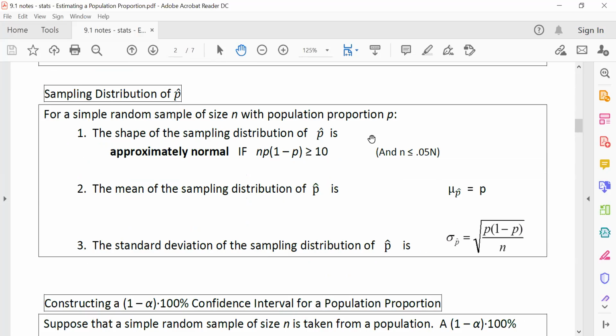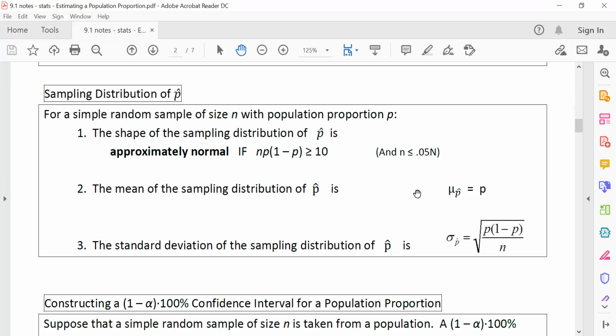So we have a couple of things we have to realize here. Just like in chapter 8 when we were dealing with the shape of the distribution of p hat, we need n, your sample size, times p, the hypothesized value of your proportion, times 1 minus p to be greater than or equal to 10. Technically, we also need the sample size to be less than or equal to 5% of the population size, which in practice is usually not going to be a problem.